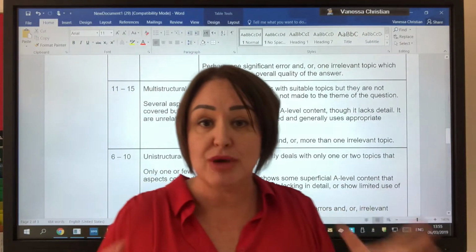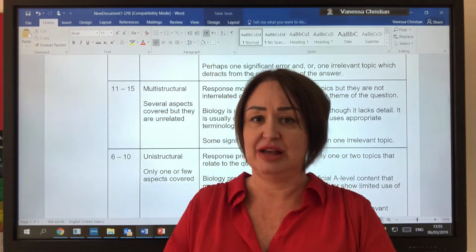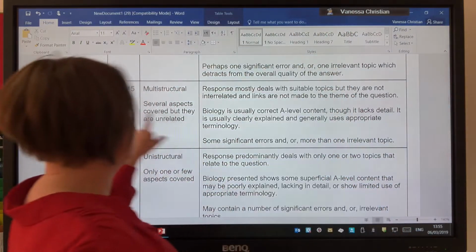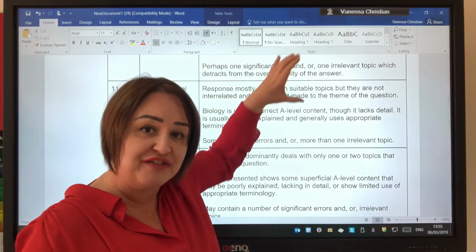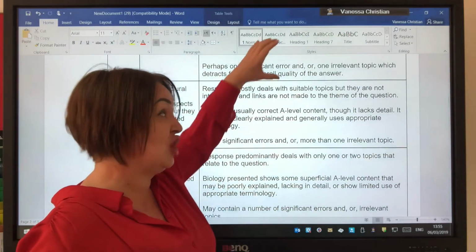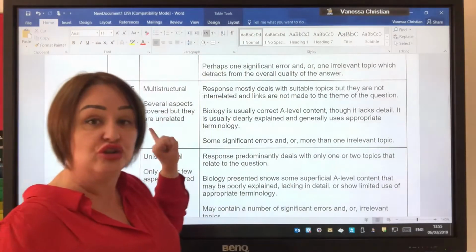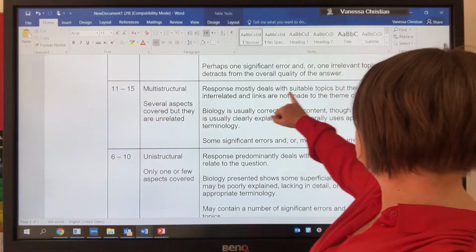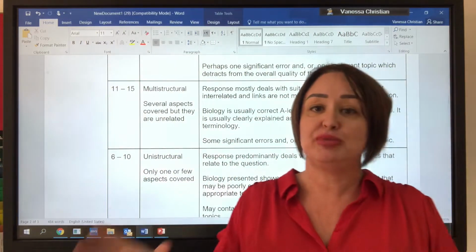Now, this is the bracket where most students in the UK end up with their mark. I think last year the mean grade was something like 13.7 out of the 25. So let's have a little look. Several aspects are covered, but they are unrelated. Each paragraph is actually a standalone, separate analysis of that part of the specification. The topics don't need to be linked in any which way. What this statement means is that they're unrelated to the exam question itself. The response mostly deals with suitable topics, but they are not interrelated and links are not made to the theme of the question. That is poorly worded.